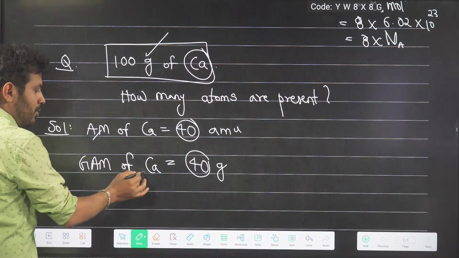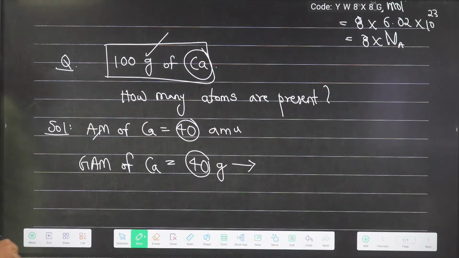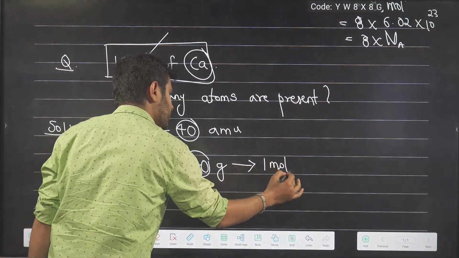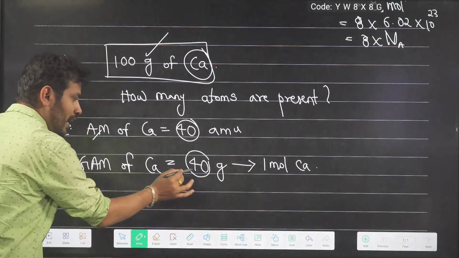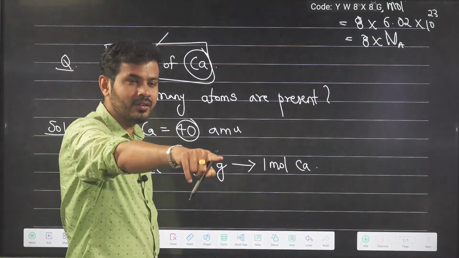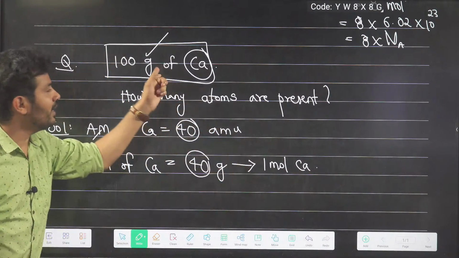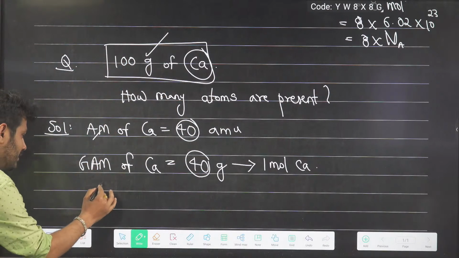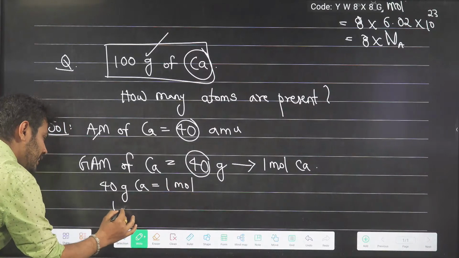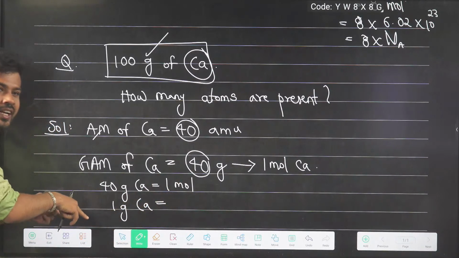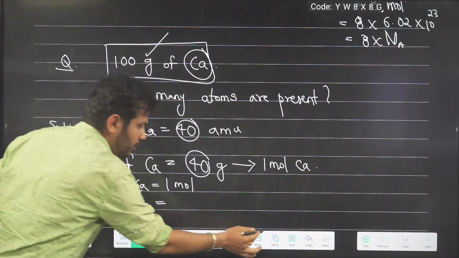Now tell me, if gram atomic mass of calcium is 40 gram, how many atoms of calcium will it contain? 40 gram will contain 1 mole of calcium. Now, do we have 40 gram? No, I have given you 100 gram of calcium. If 40 gram is 1 mole, 100 gram is how much? Very simple. 40 gram calcium is 1 mole. 1 gram calcium will be how much? I'm just solving by the unitary method. Class 5th students should be able to solve this.